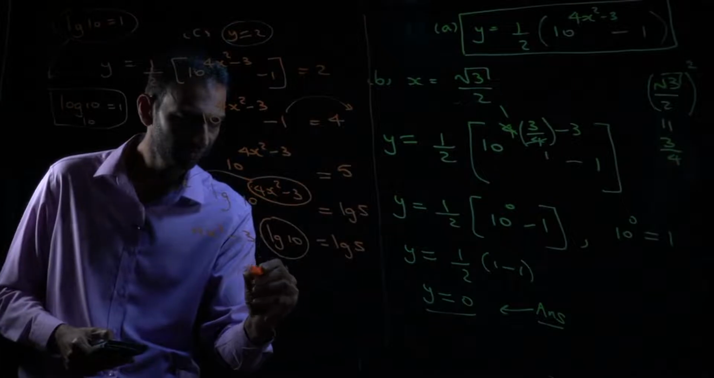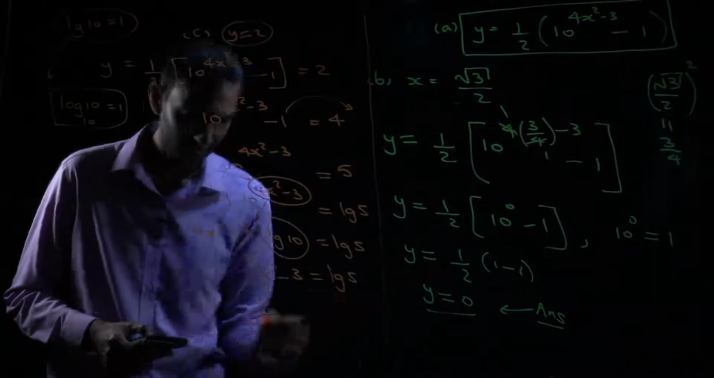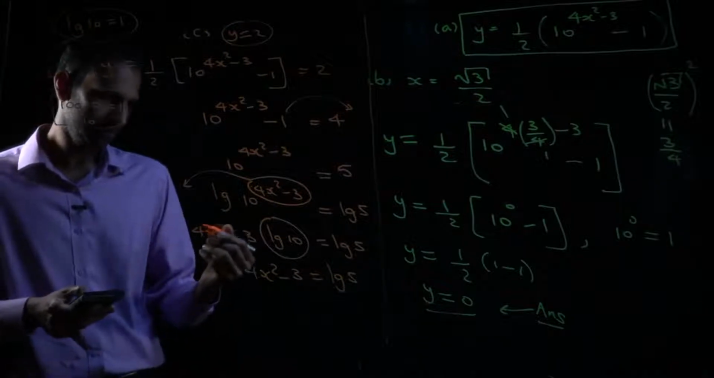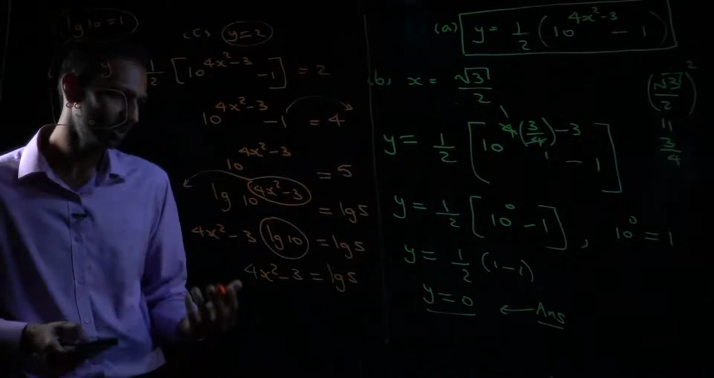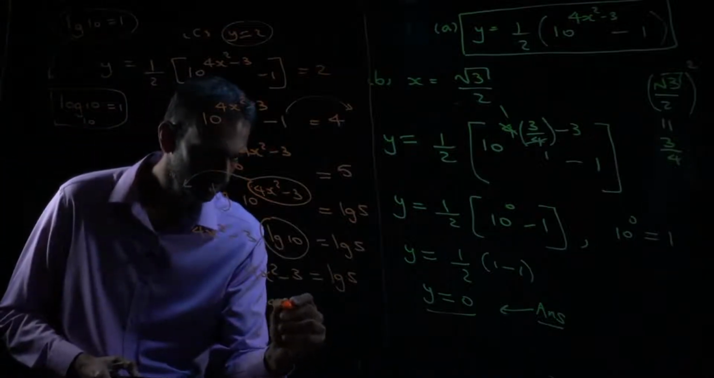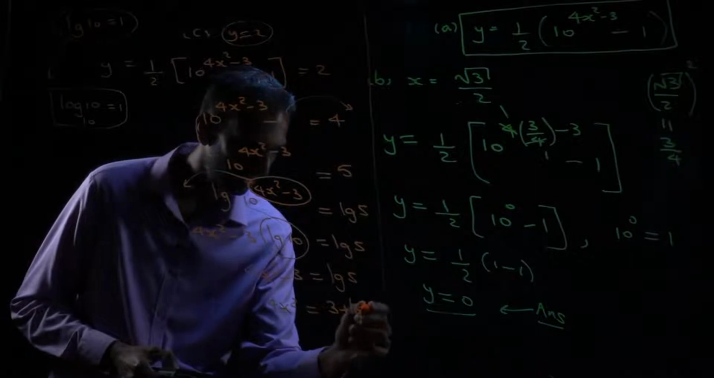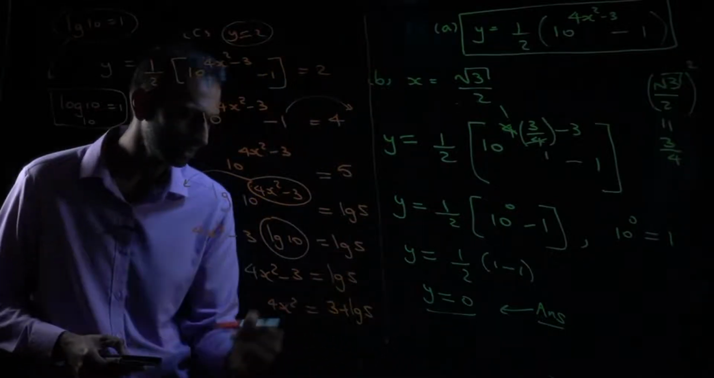So here we have 4x squared minus 3, which is equal to log 5. We need to solve for the value of x, so we have to make x the subject of the formula. So 4x squared is equal to 3 plus log 5. The 3 goes on the right hand side.